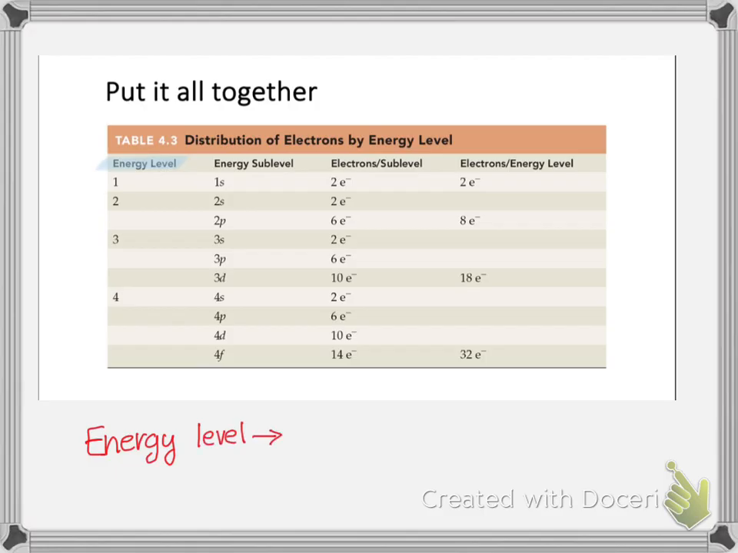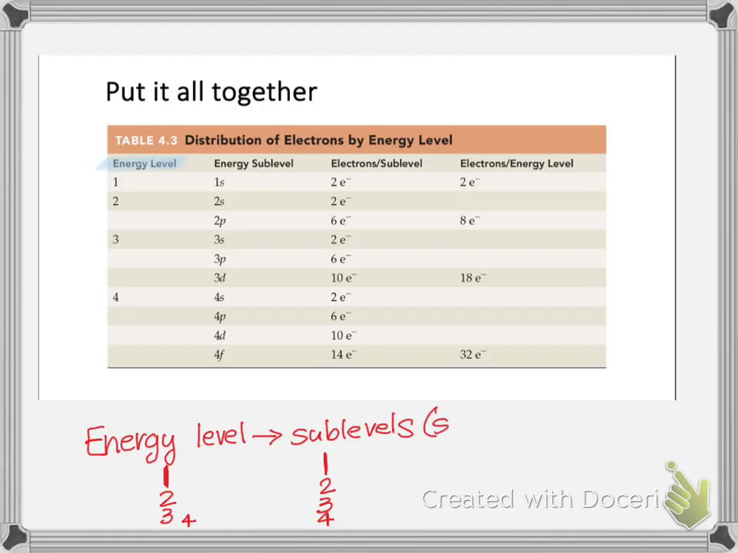And the energy levels have sub-levels. Now, just as a reminder, then we'll look at the chart. Whatever number energy level you are, that's how many sub-levels you have. So one energy level has one sub-level. The second energy level has 2 sub-levels. The third one has 3, and I'm running out of space. The fourth one has 4.